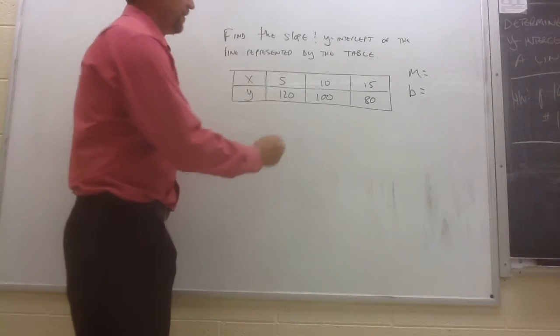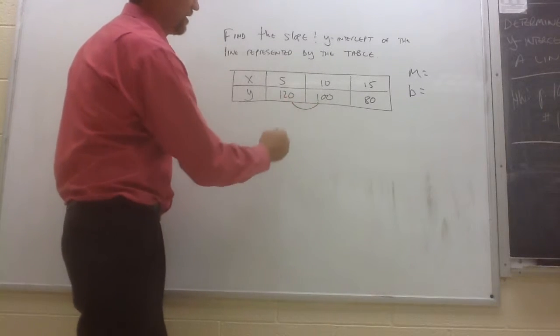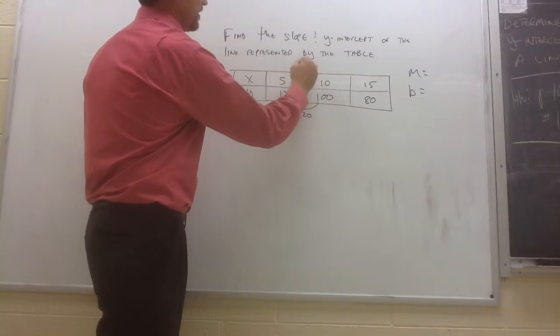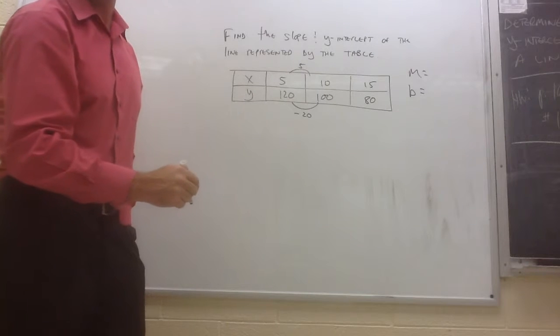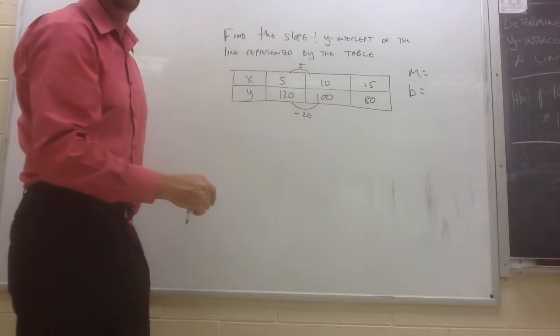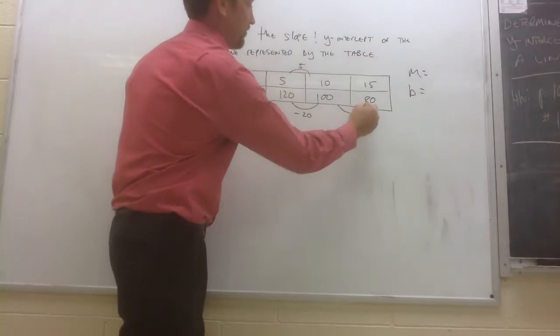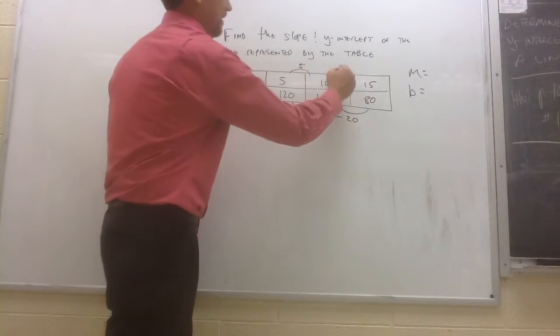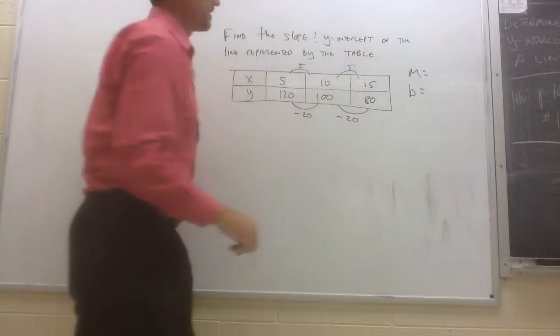So here we go. If you notice, our y values here have decreased by 20 when our x values increased by 5. So if I were to make a ratio of y over x, it would be negative 20 over 5. And if we go from 100 to 80, that also is a decrease of 20. And from 10 to 15 is an increase of 5.